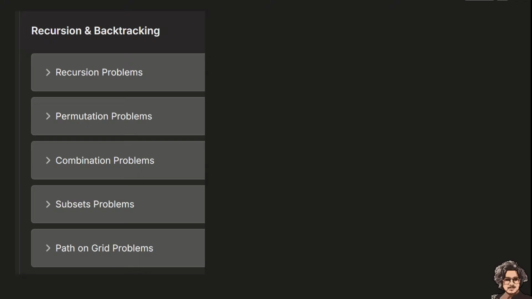So in today's lecture, we are simply taking the data structure and all this. So we come to this recursion topic, one of the important ones. This one is the most important before going to another topic. First of all, we understand some recursion problems, and then move to the permutation problem, then the combination problem, then the subset problem, then the path on grid.